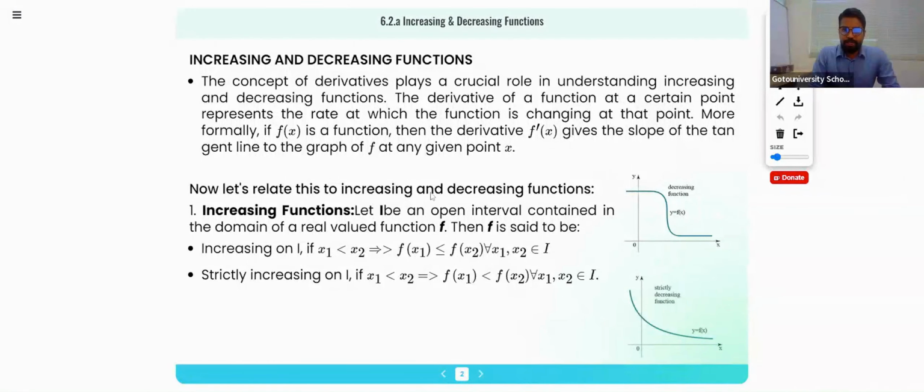Let I be an open interval contained in the domain of a real valued function f. Then f is said to be increasing if this condition is applicable. What is the condition? When x1 is less than x2 and f of x1 is less than or equal to f of x2, that means x is increasing along with the y, that is an increasing function. It is strictly increasing if it is only increasing but not equal, so the equality is not there here. So f of x1 is less than f of x2.